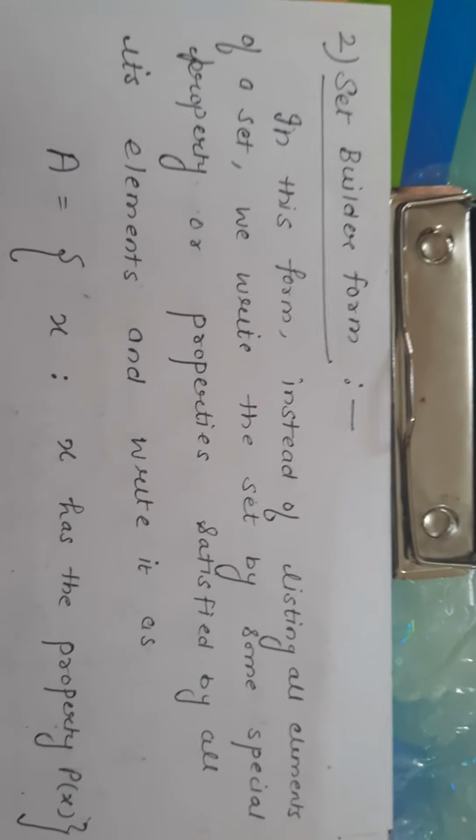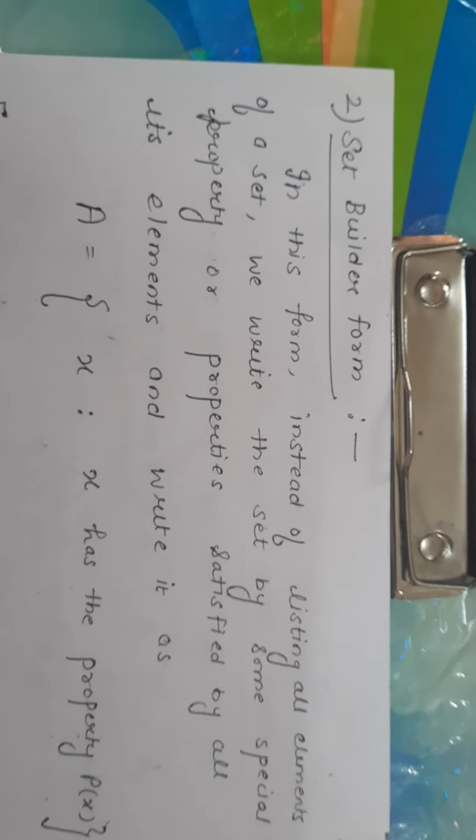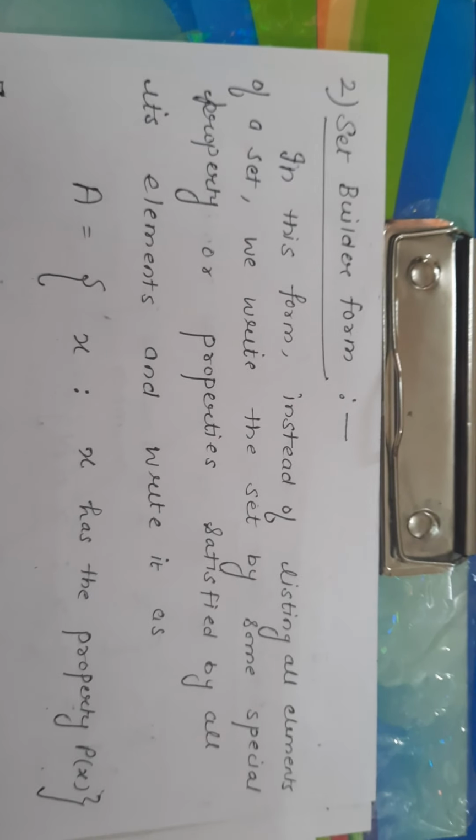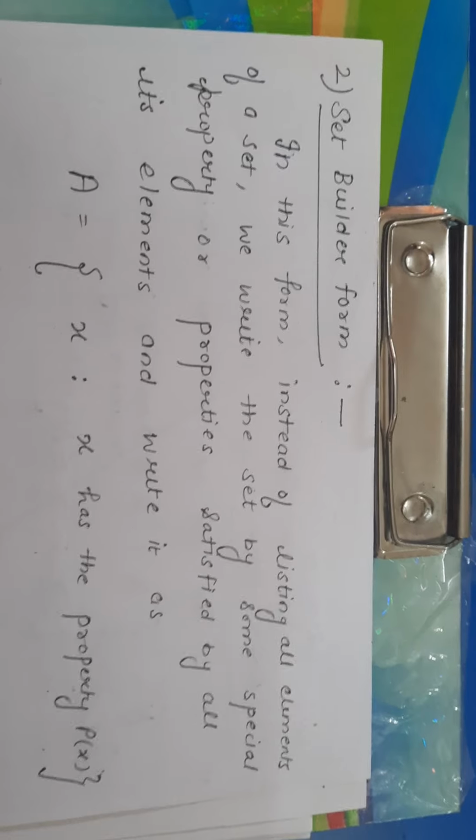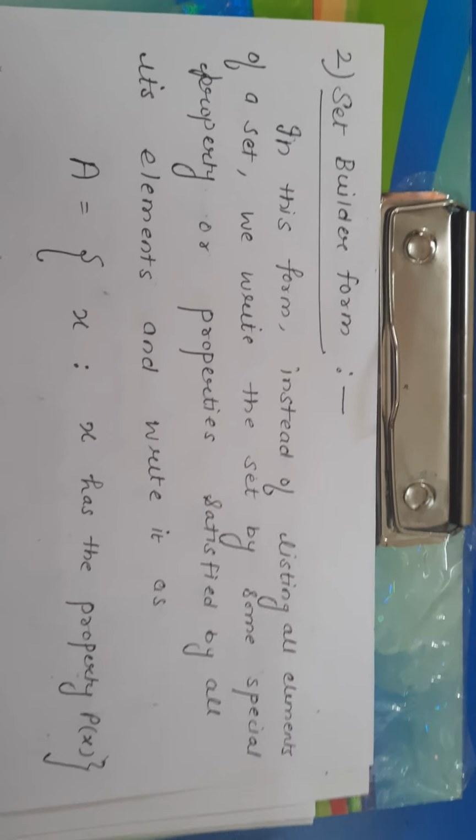Like in the case where you have to write the set of all consonants in the English alphabet, right? That means there are 21 consonants. So we generally try to write them in the form of set builder, right?